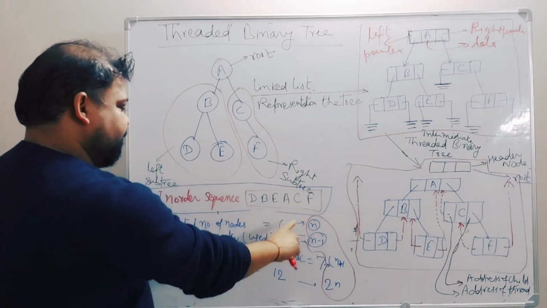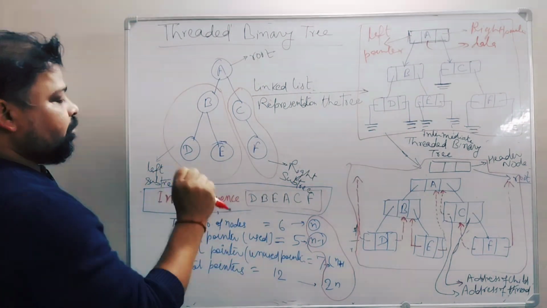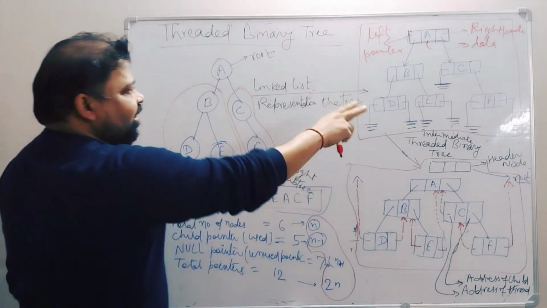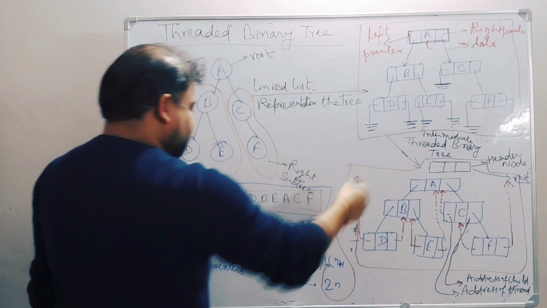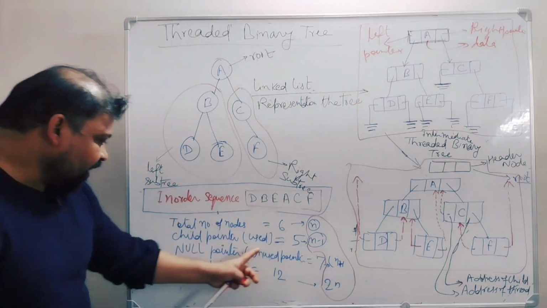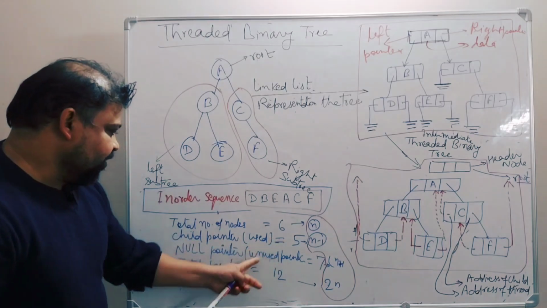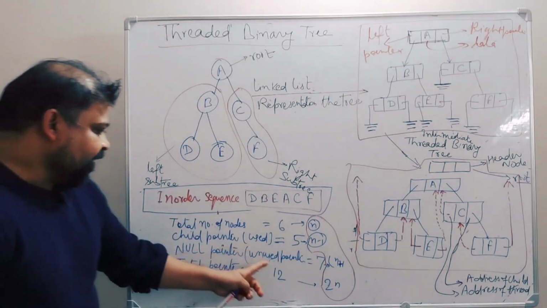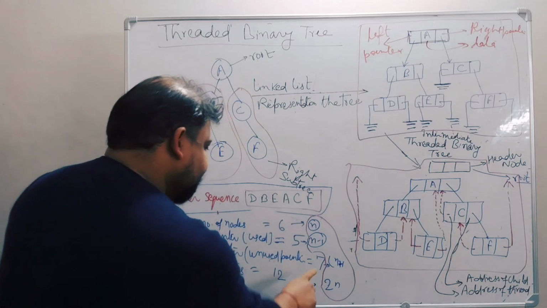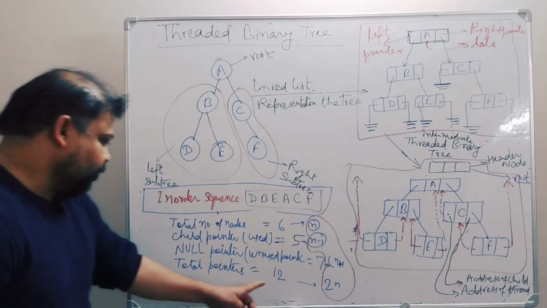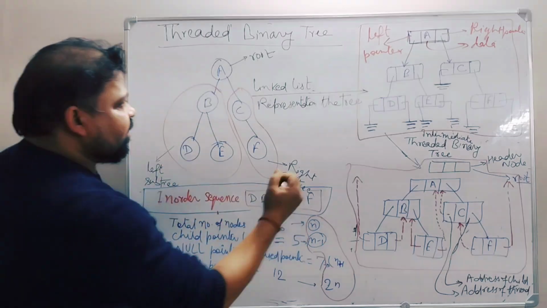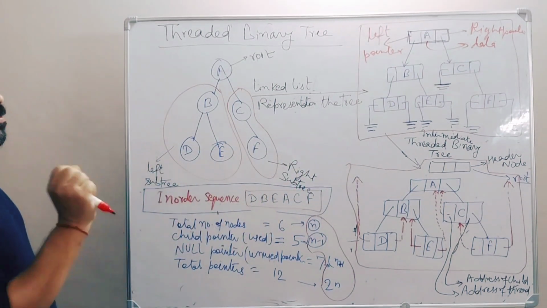You can check the things. If we look at the total pointers, for a 6 node tree there are a total of 12 pointers. That is also explained this way: total number of nodes 6. Child pointers, that means pointing to a child node, are 5. Null pointers, which do not point to anything, are 7. And the total pointers for any binary tree, we simply multiply the nodes by 2, that is the total number of pointers.